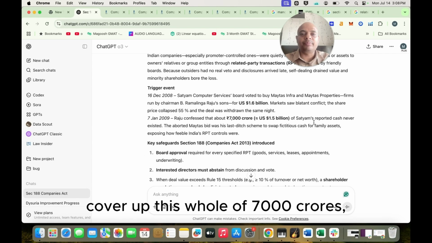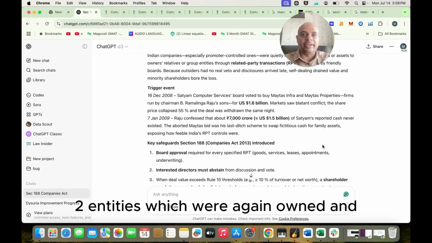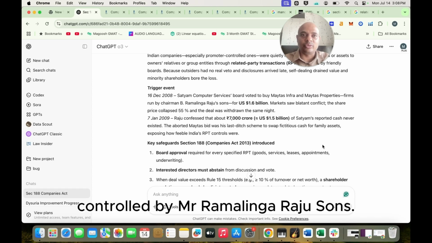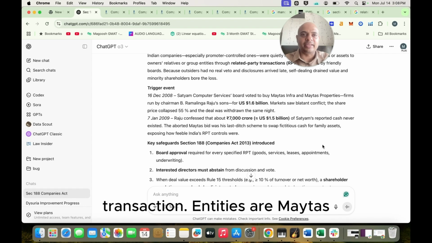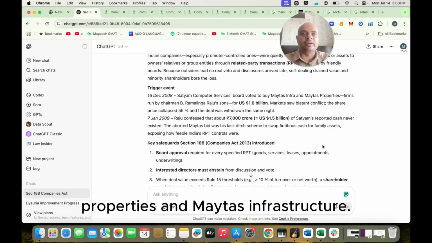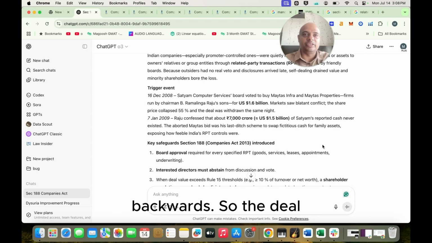Now, to cover up this whole 7,000 crores, they wanted to enter into a transaction to purchase two entities which were again owned and controlled by Mr. Ramalingaraju's sons. So essentially this is a related party transaction. The entities are Maytas Properties and Maytas Infrastructure. Maytas is essentially Satyam spelled backwards.